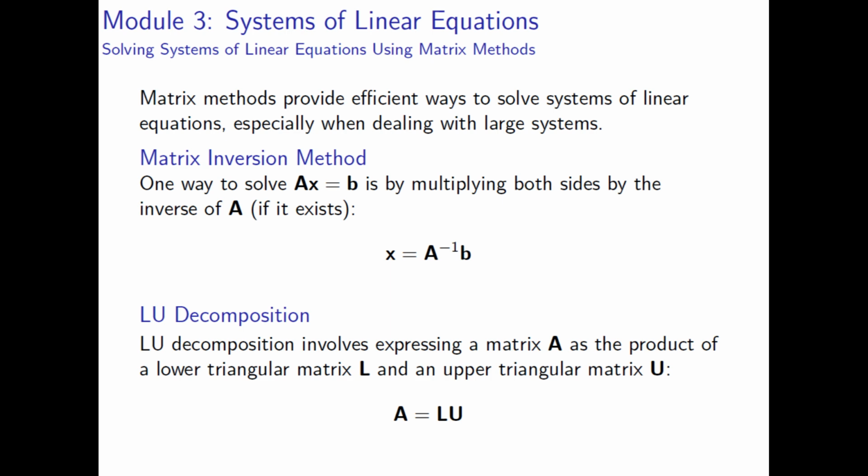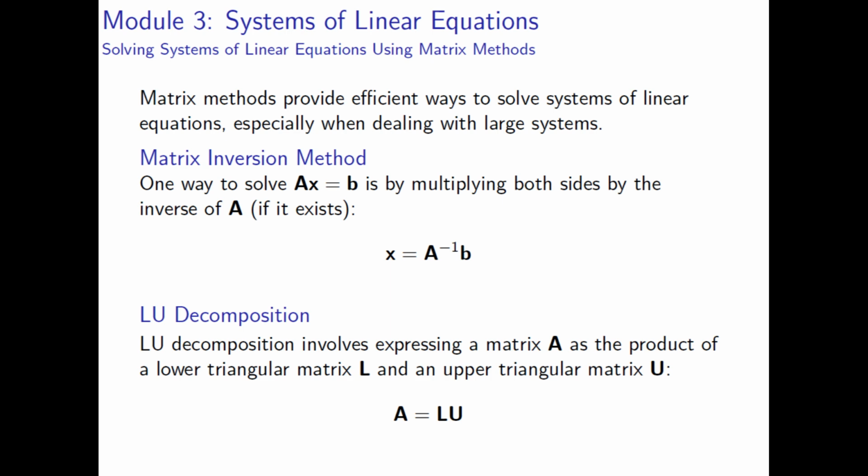One method is the matrix inversion method, where we multiply both sides of the equation Ax equals b by the inverse of A, if it exists. This yields the solution vector x by itself, making it a convenient approach.